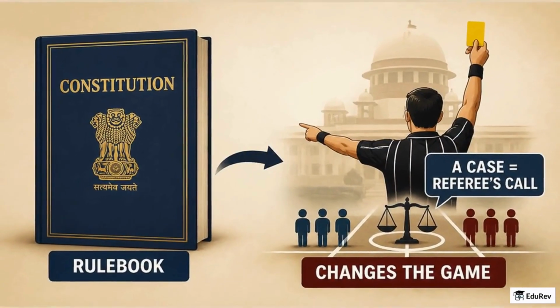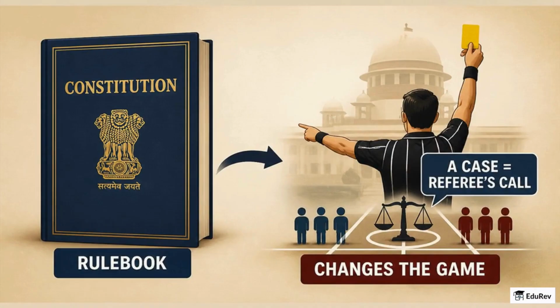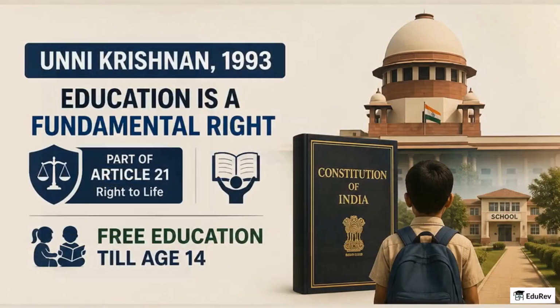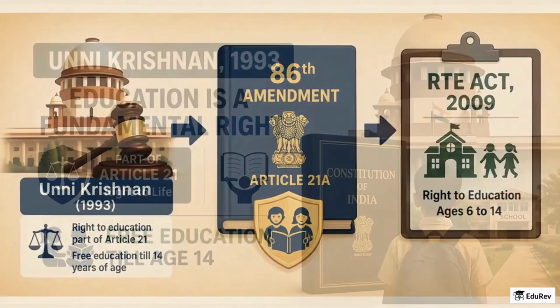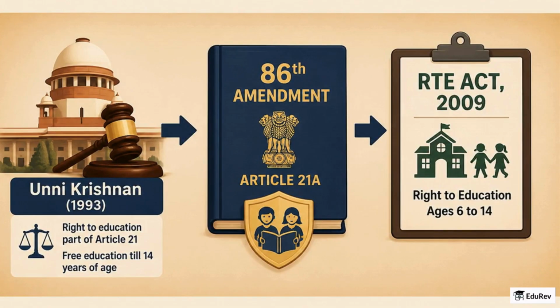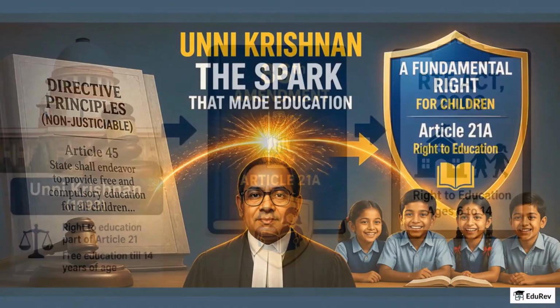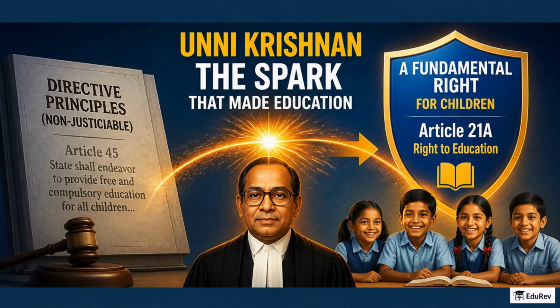First, imagine the Constitution as a rule book and each case as a referee's decisive call that changes how the game is played. Unni Krishnan, 1993. The court held that the right to education is part of Article 21, the right to life, and children are entitled to free education till age 14. This ruling led to the 86th Amendment and Article 21A, and later the RTE Act 2009, which you must link in answers. Think of Unni Krishnan as the spark that moved education from a directive principle to a fundamental right for children.